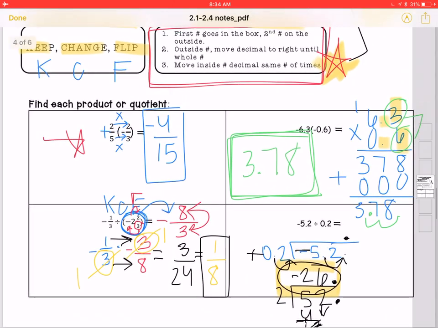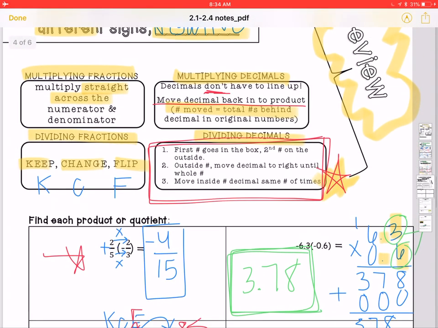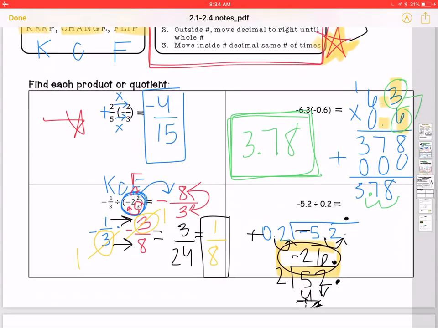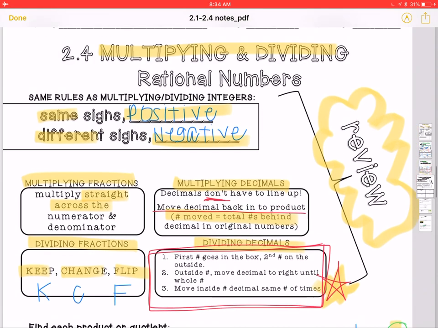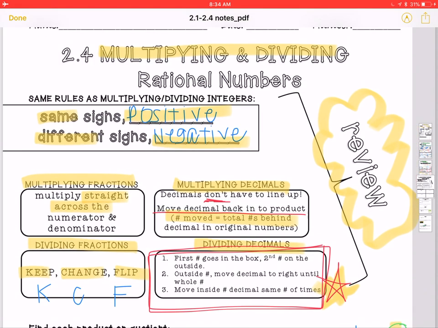All of these examples we reviewed multiplying and dividing fractions and decimals. All we did now was add in those signs and that skill, same sign positive, different signs negative. Let us know if you have any questions. Hopefully you have that all written down and filled in your notes. Thank you.